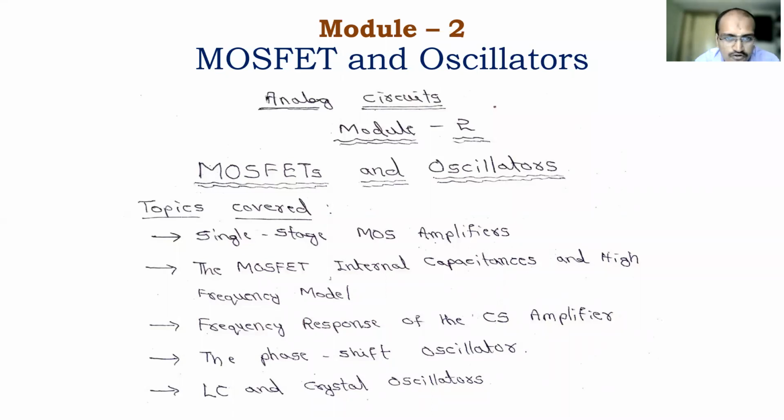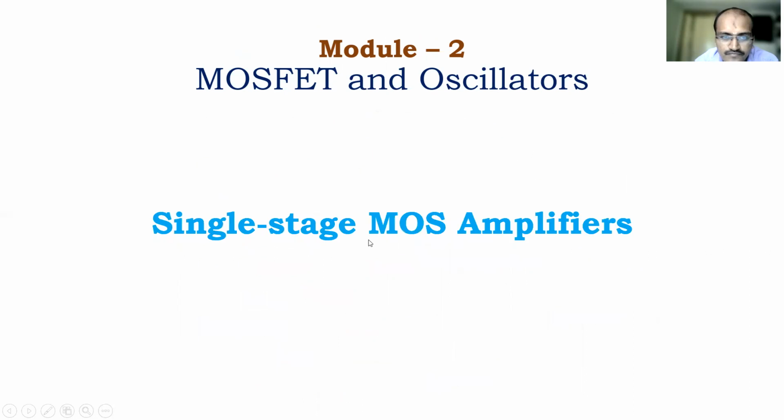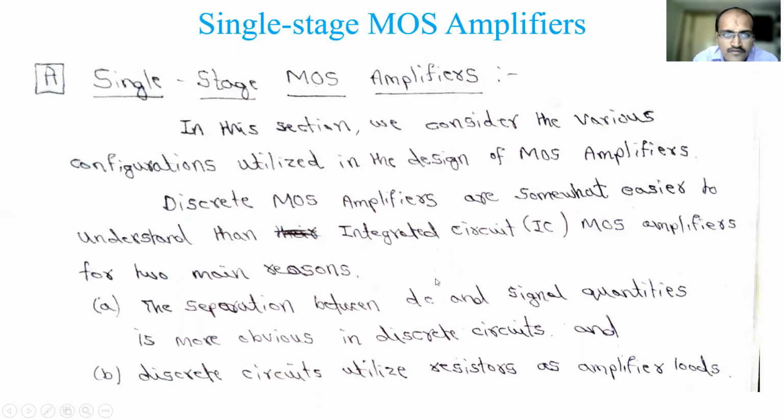So for today we'll begin with the first section of this module 2, single stage MOS amplifiers. It has 5 different topics, and one by one we will discuss them. In this section we consider the various configurations utilized in the design of MOS amplifiers. What are the different configurations?